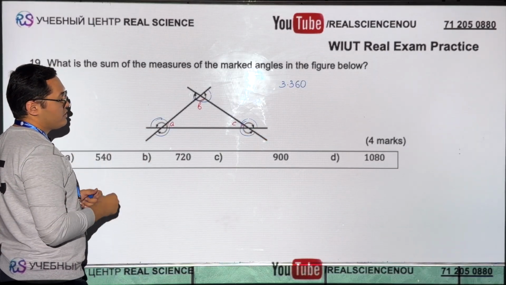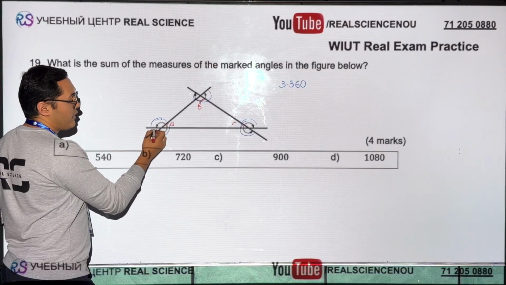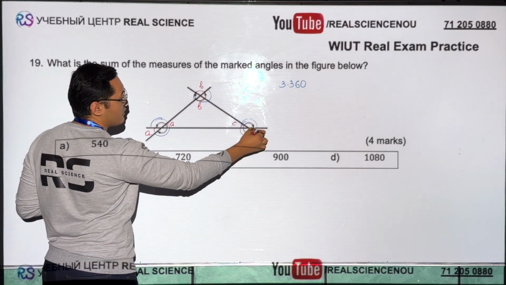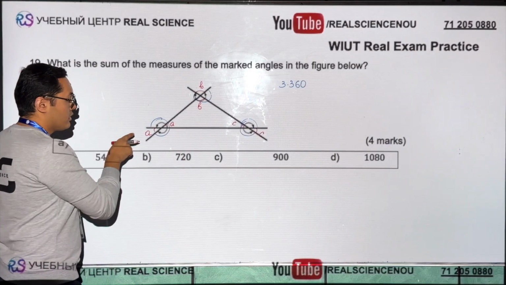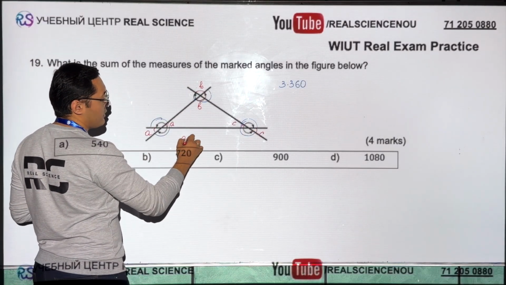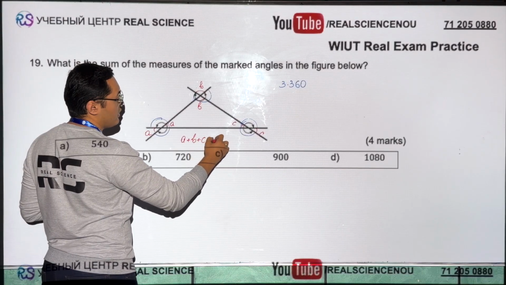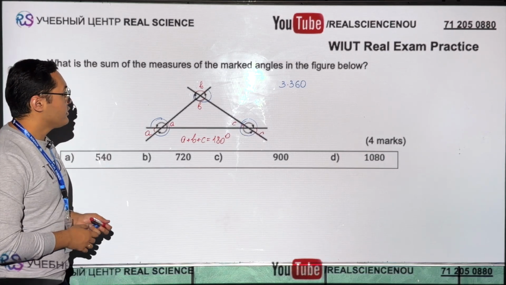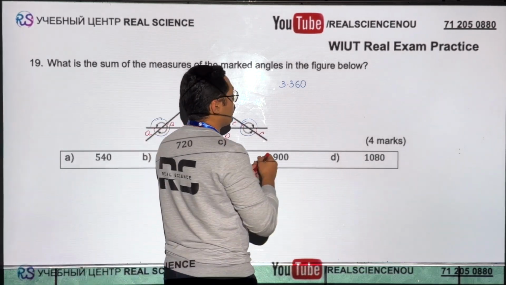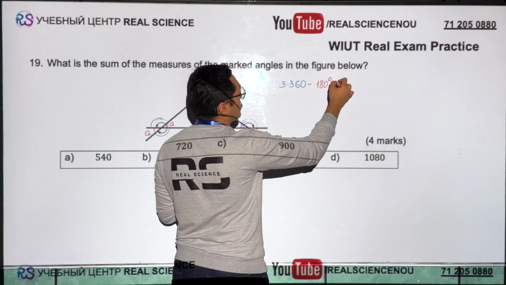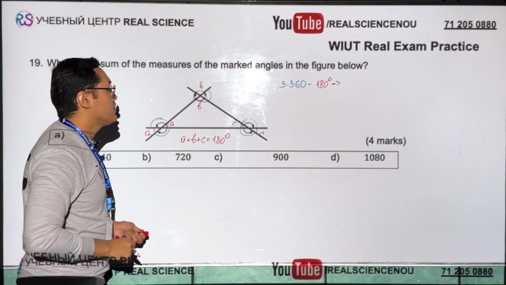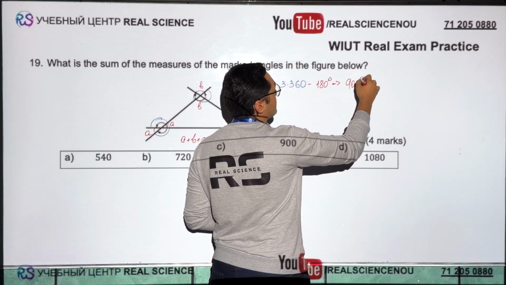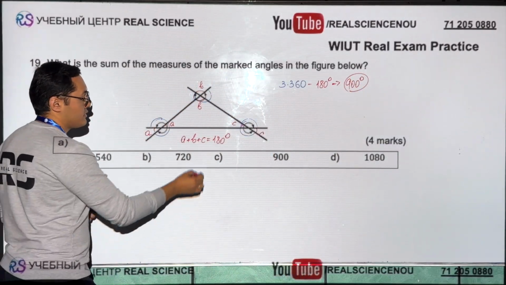Okay, so because the interior angle A and this angle A are vertical, they are equal. This is also B, and this is also C. And what is A plus B plus C? A plus B plus C is equal to 180 degrees. To find that, we basically subtract 180 degrees. 3 times 360 is 1080 minus 180. That's going to give us 900 degrees, which makes C the answer.